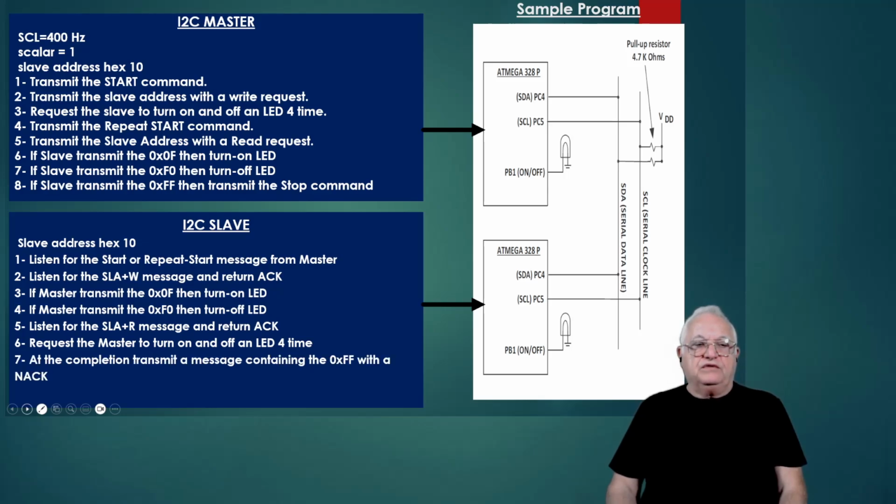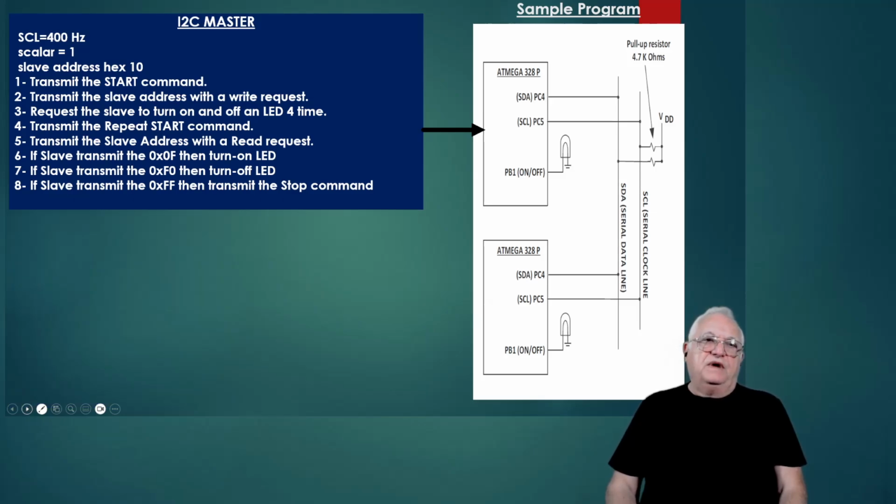At the completion, it's going to transmit a message containing the FF with a NACK acknowledgement. That means that it's done. That's the way the master knows that the data has all been transmitted. So let's start by looking at the master code.